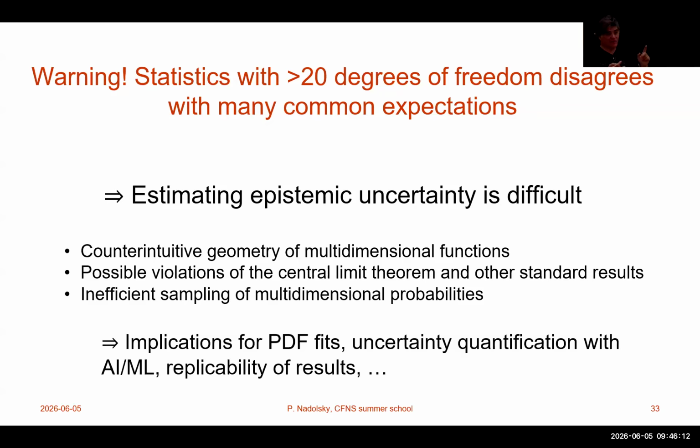If you have the number of parameters that is comparable to the number of points, the central limit theorem does not work. Okay, and similarly, if you sample these multidimensional probability distributions, you can also run into an issue that basically, you will have an inefficient sampling. So it's very difficult to sample the full probability distributions.